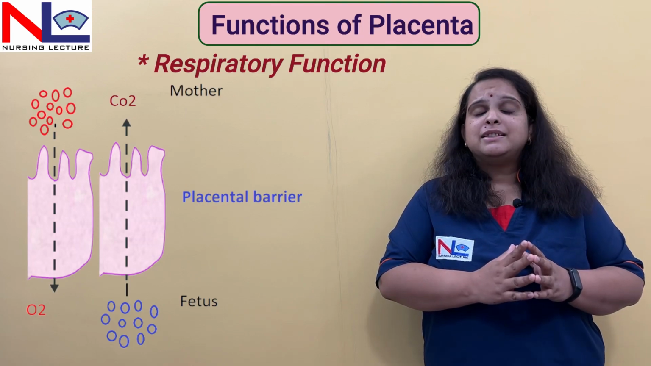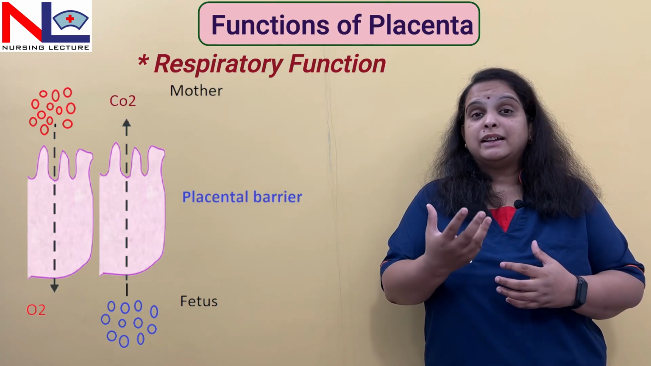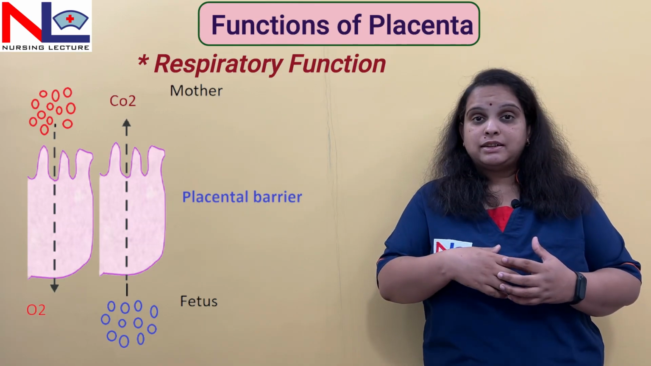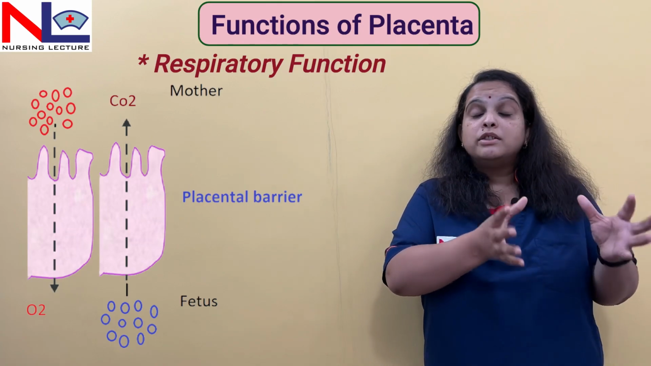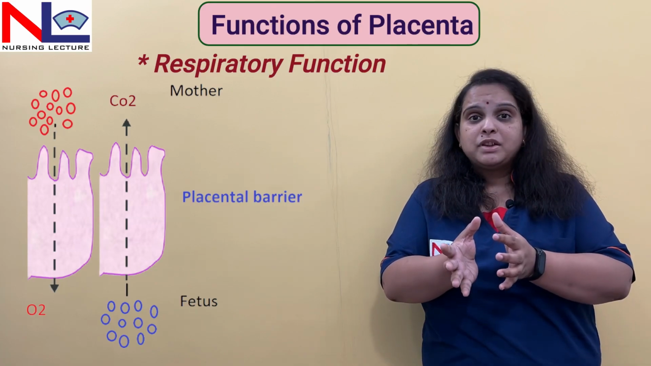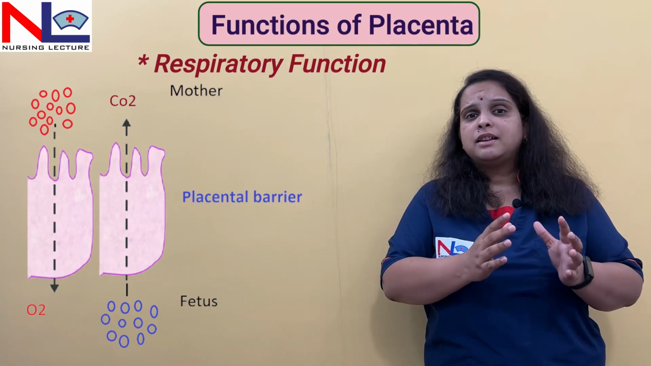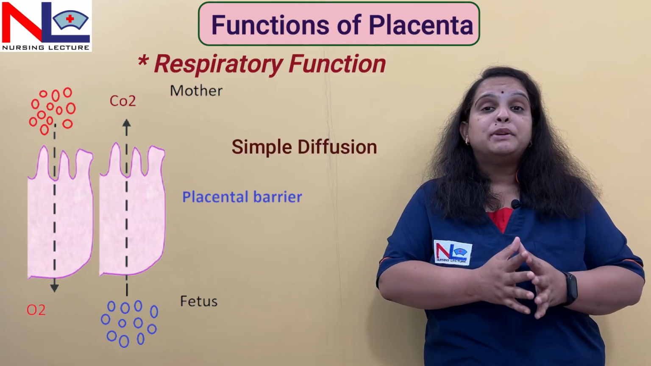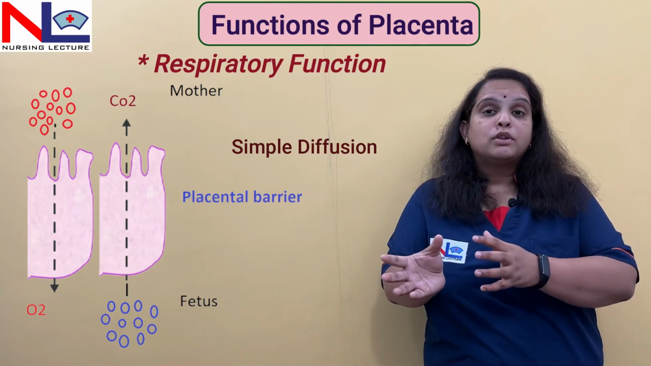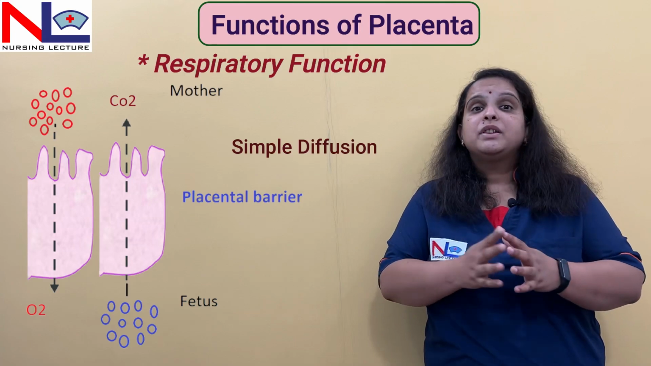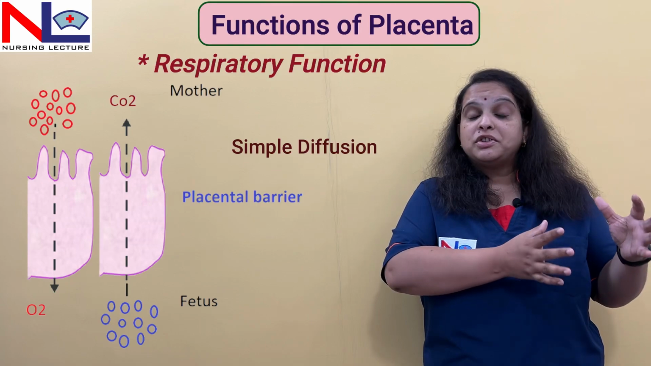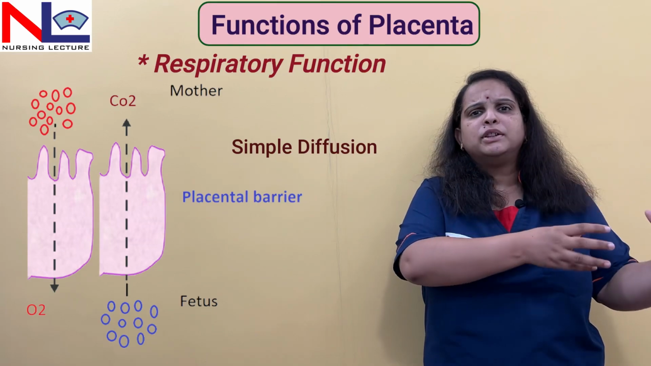During pregnancy, as the metabolic demand of the mother and the fetus increases, the woman takes more deep breaths, and as a result the concentration of oxygen is more in maternal blood compared to fetal blood. Here the movement of gases happens by the process of simple diffusion, where the higher concentration molecules move toward the lower concentrated area. So as the mother breathes more deeply and the oxygen concentration is more in maternal blood, oxygen moves from mother to fetus.